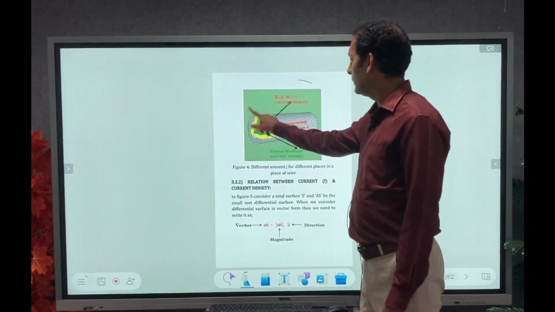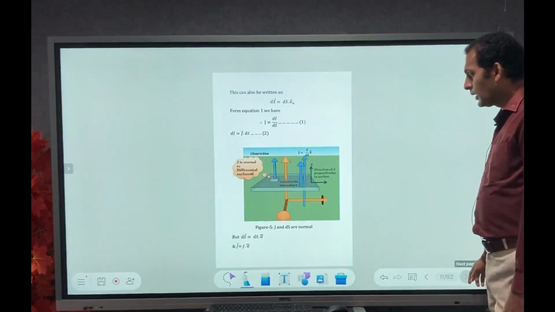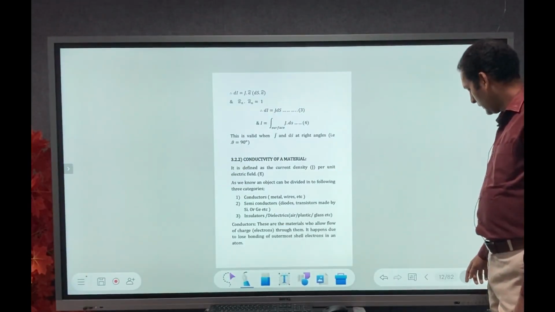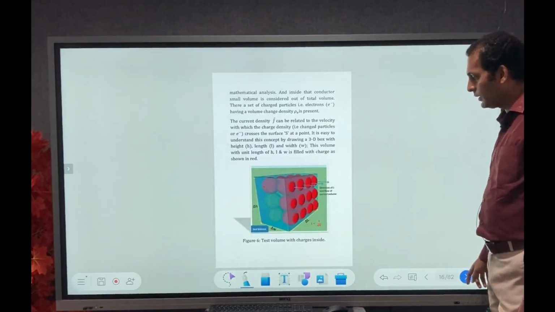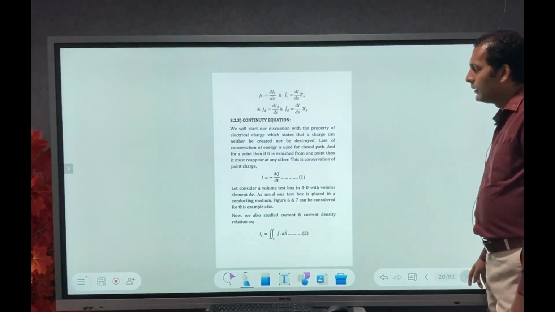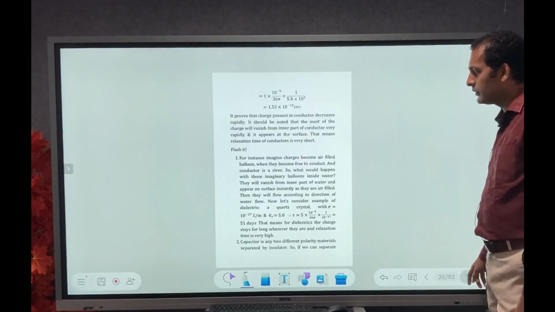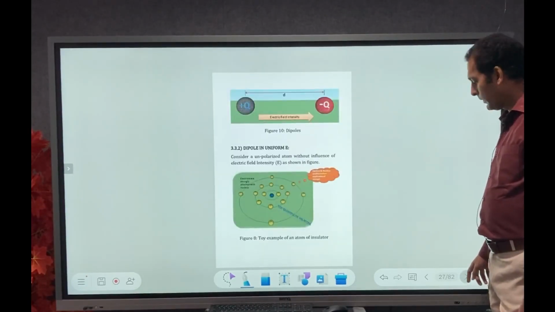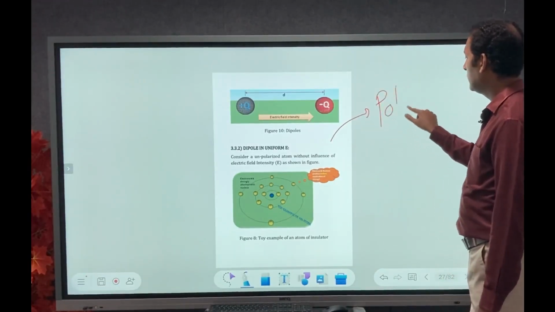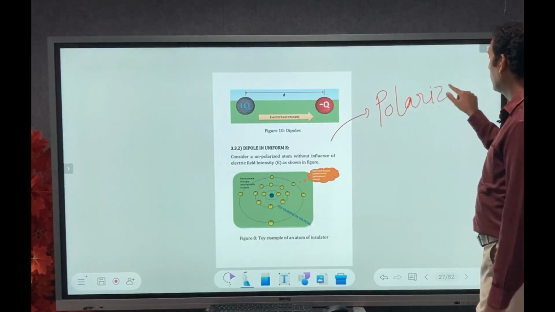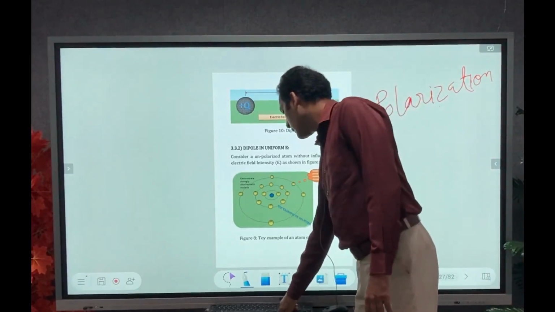Then we discussed about the different current densities. Then we derived conductivity. We discussed relation between J and rho v. Continuity equation we have discussed. Relaxation time we have discussed. Then dielectric materials we have discussed. In that we have discussed about the polarization and dipole. The concept of polarization and dipole we have discussed in this topic.